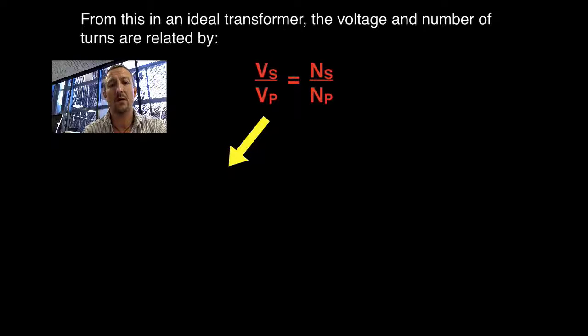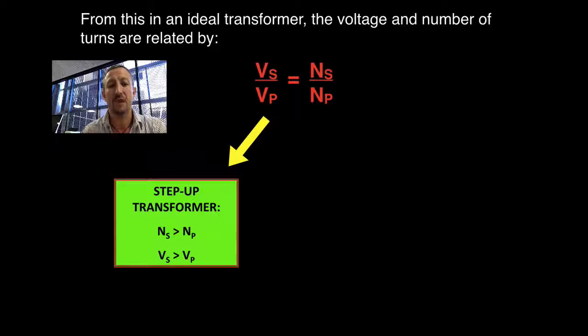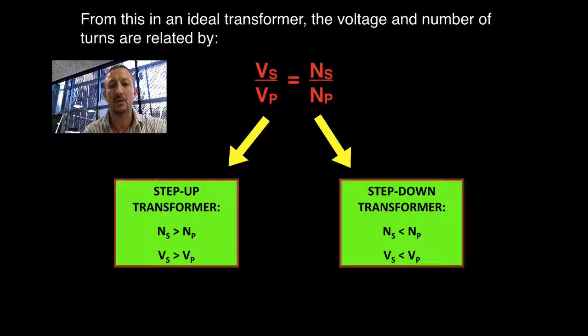The first one we've got is a step-up transformer. In this case, the number of coils on the secondary coil is greater than the number of coils on the primary coil. As a result, this produces a larger voltage going into the appliance than what is coming in from the source. Now, the opposite of this is a step-down transformer.